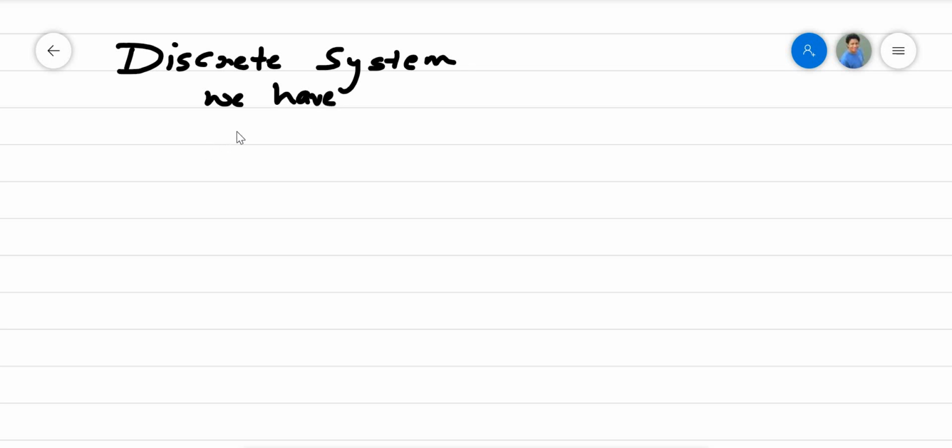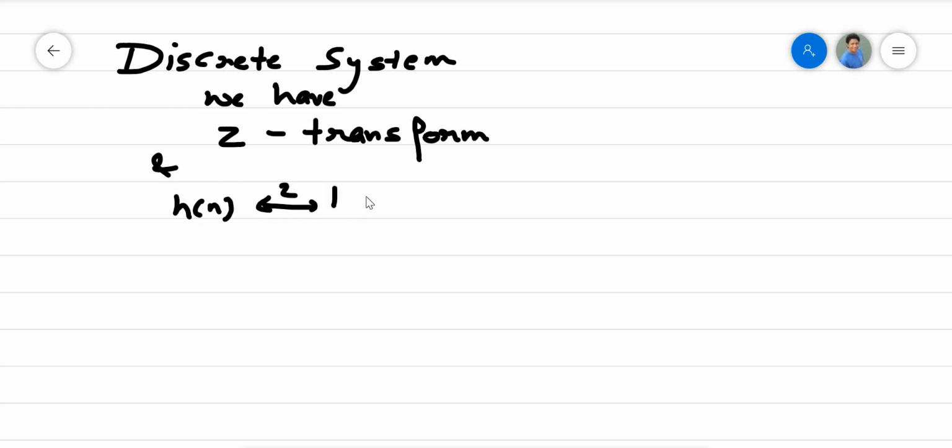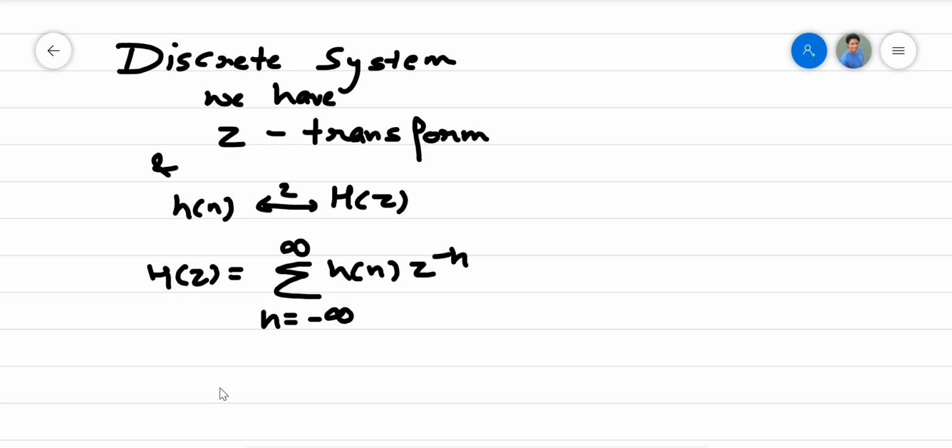Okay, we already knew that for a discrete system we have the Z transform, and it is represented as H(z) equals summation n equals minus infinity to infinity h(n) z to the power minus n.